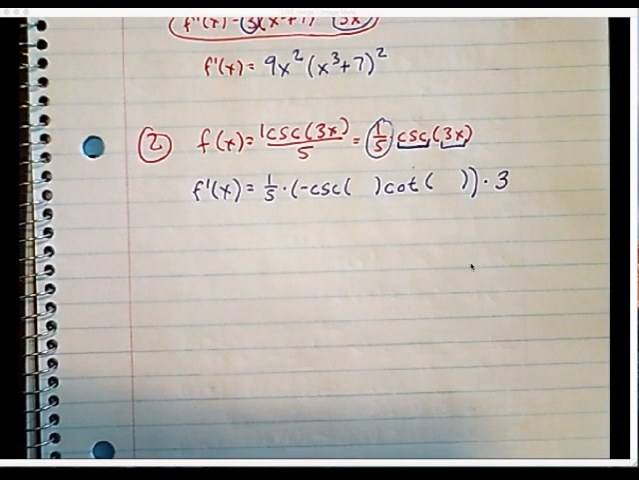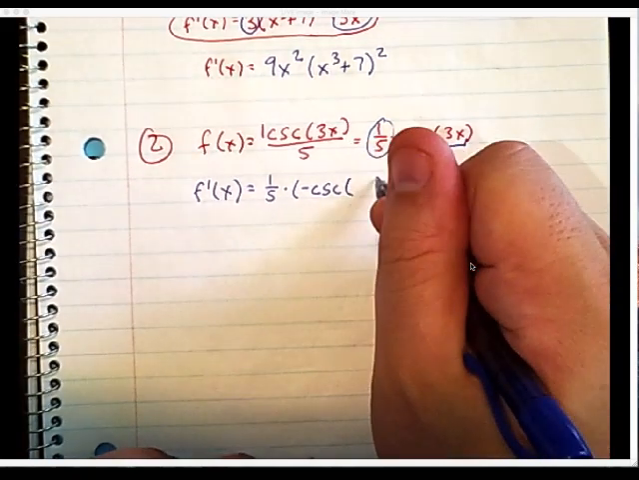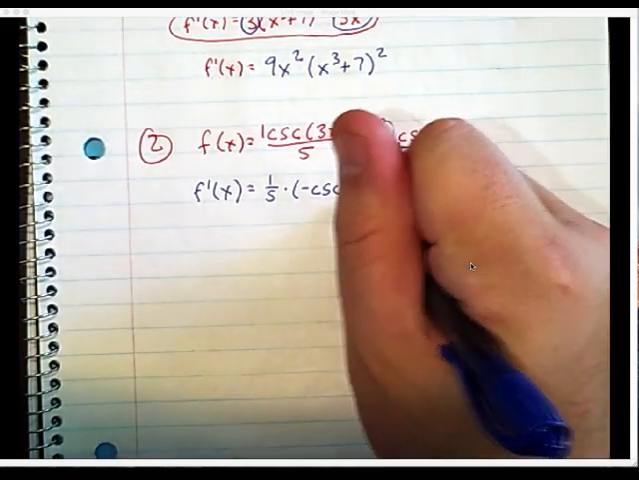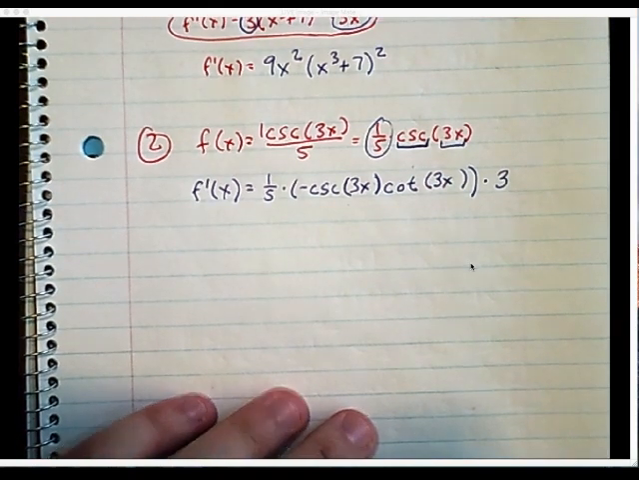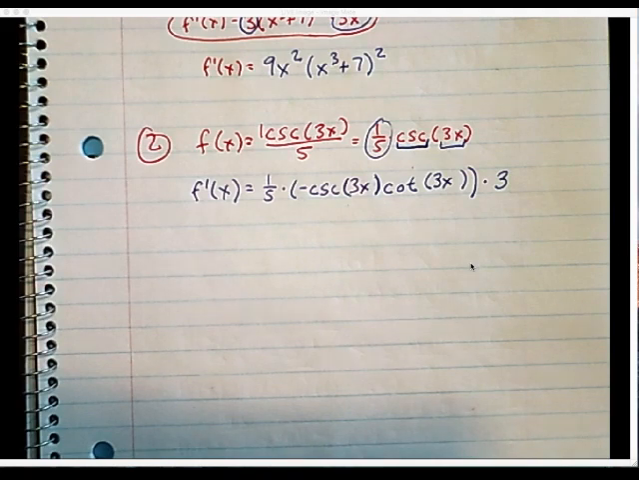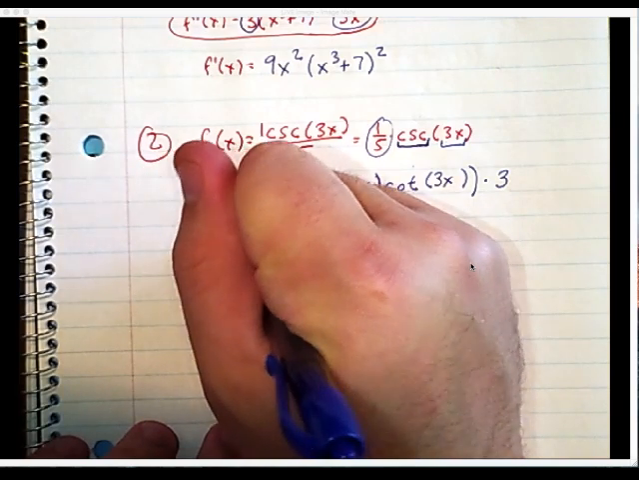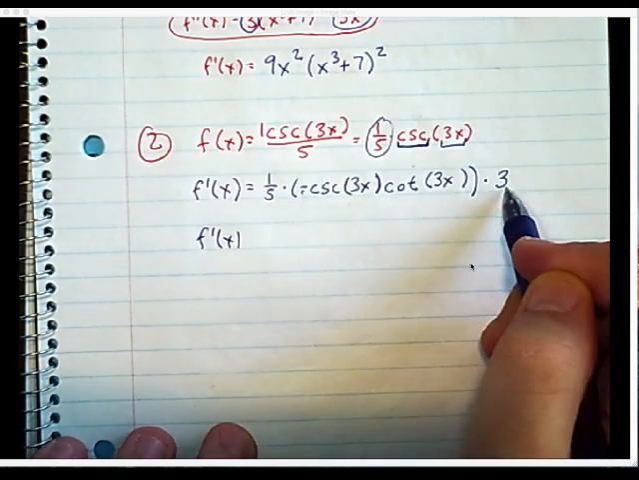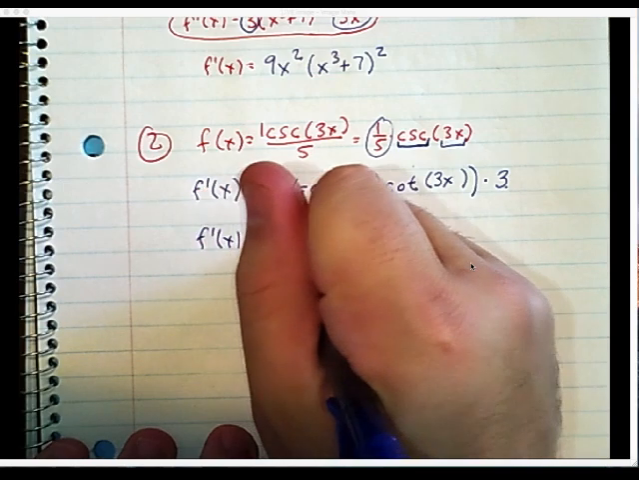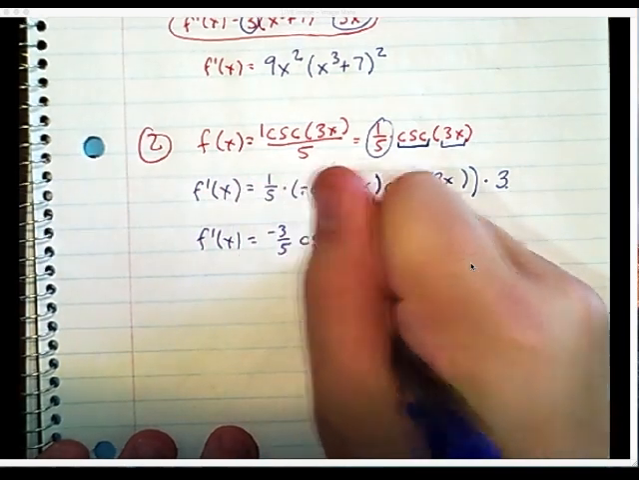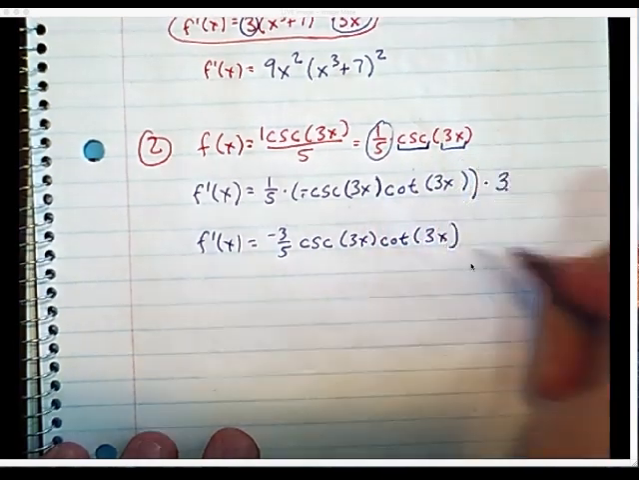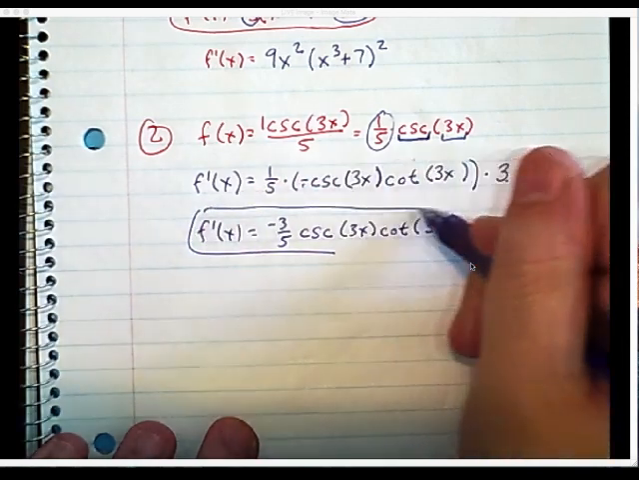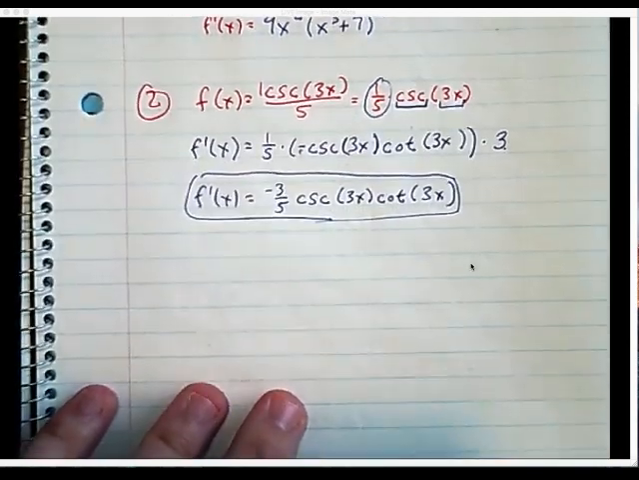Okay. Now what do we put back in here? We got to keep the inside function the same when we take the derivative of the outside. So those both get 3x's. So if we put all that stuff together and simplify this a little bit, I got a 1/5 times a negative times a 3. That's negative 3/5. Then I can write cosecant of 3x times the cotangent of 3x. And that is the derivative of that problem.